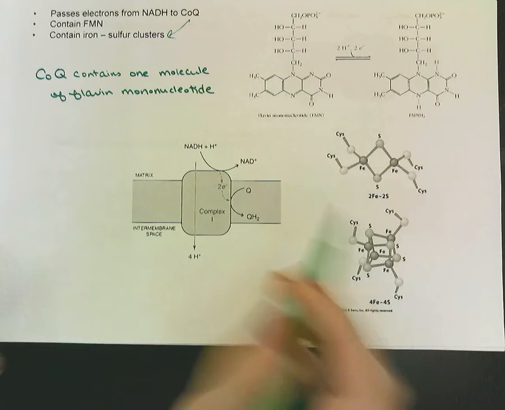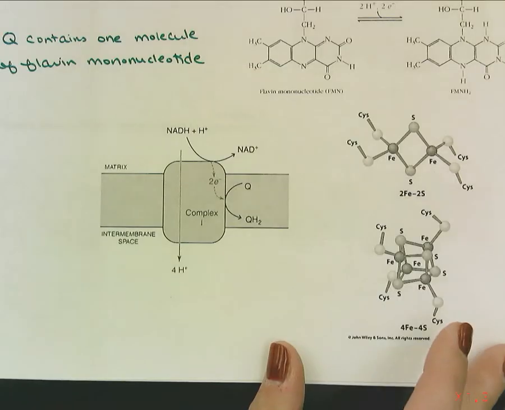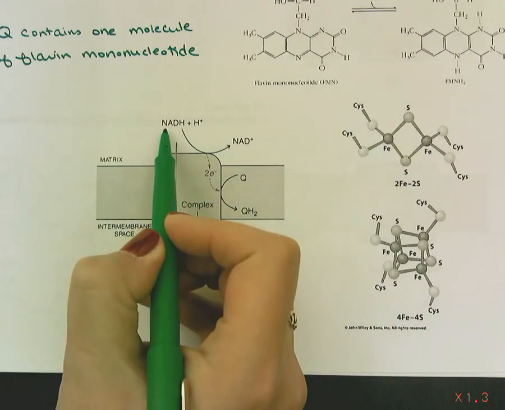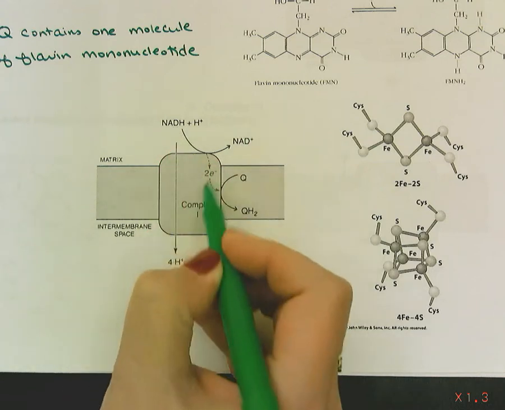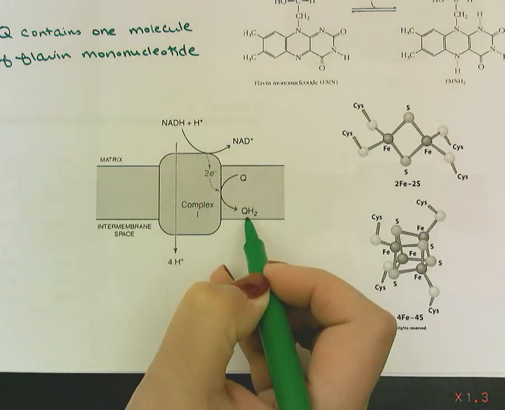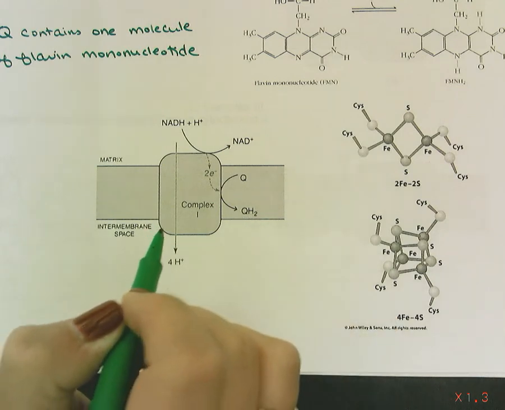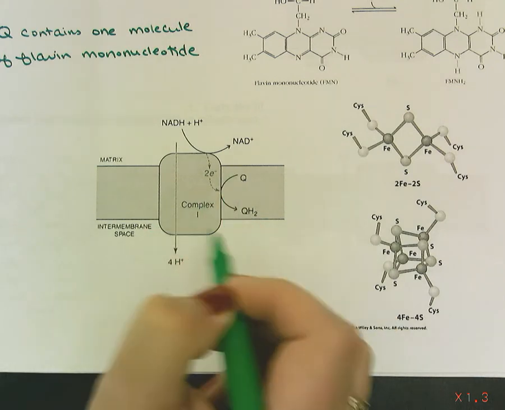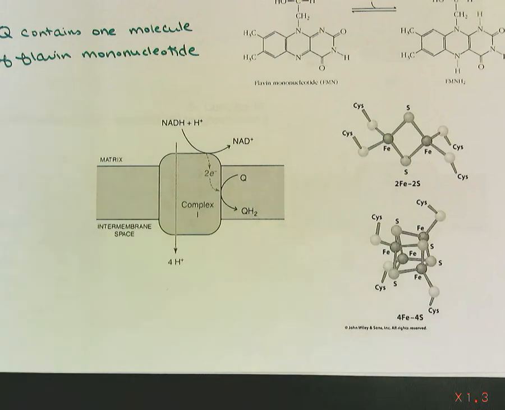So here's my figure. It's a little hard to see. Let's see if I zoom in a little bit. There we go. NADH plus a proton is going to transfer 2 electrons through complex 1 to Q, changing to QH2, which is just like FAD, right? FAD goes from FAD to FADH2. So they operate very similarly.